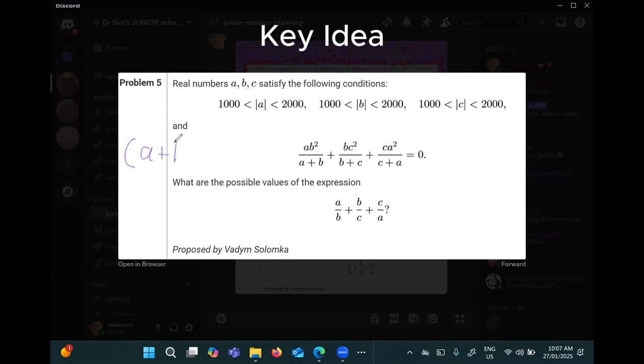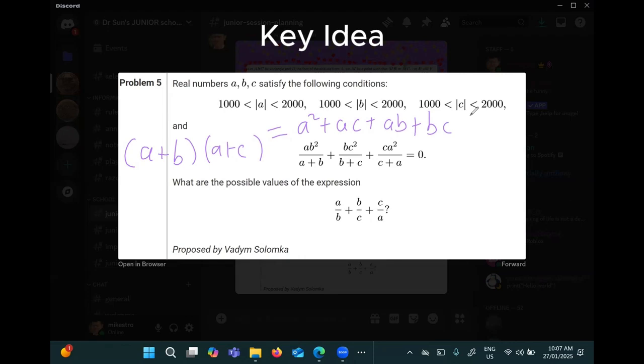So if I've got (a plus b) times (a plus c), yeah? Can you guys tell me what that is? So it's a squared, yeah? Plus ac, yeah? Plus ab plus bc, yeah? Does that make sense? Okay.